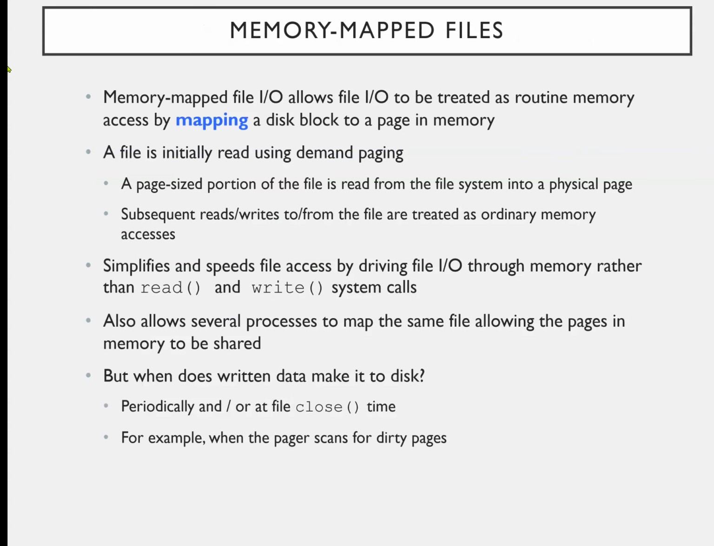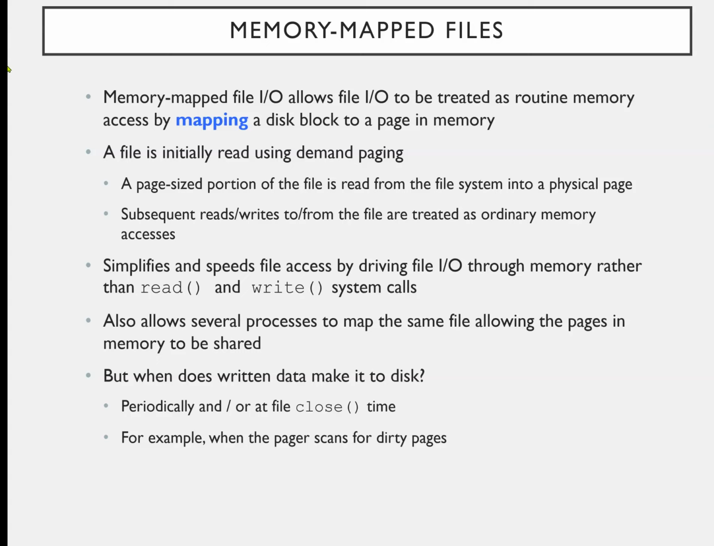Memory-mapped I/O allows file I/O to be treated as routine memory access by mapping a disk block to a page in memory. A file is initially read using demand paging, and a page-sized portion of the file is read from the file system into a physical page. Subsequent reads and writes are treated as ordinary memory accesses. This simplifies and speeds file access by driving file I/O through memory rather than read and write system calls.